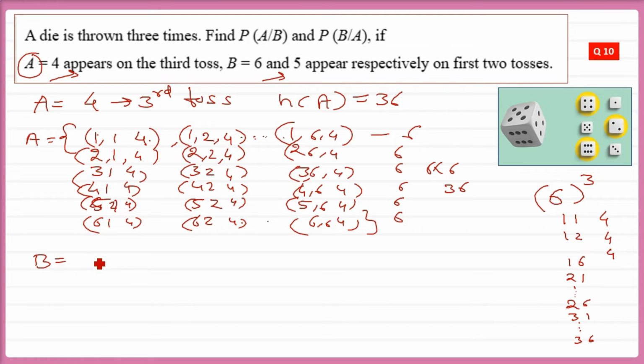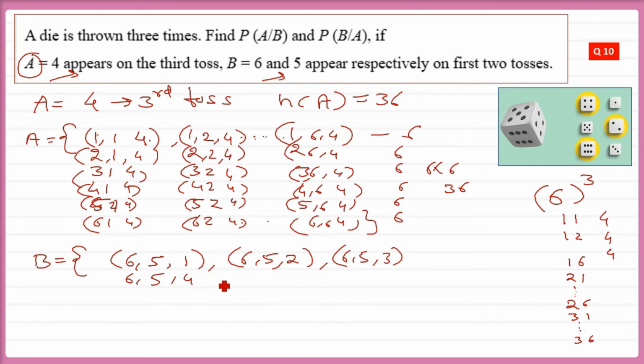Now coming to set B. Set B is easier for us. 6 and 5 appear respectively on the first 2 tosses. So 6, 5 you fix. The third one can be 1 or 2 or more. Let me fix this 6, 5 first. 6, 5 has to come in the first and second toss. So 6,5,1; 6,5,2; 6,5,3; 6,5,4; 6,5,5 and 6,5,6. These are the only possibilities when 6 and 5 should come in the first 2 tosses and the third can have values 1 to 6. So the number of elements in B is 6.